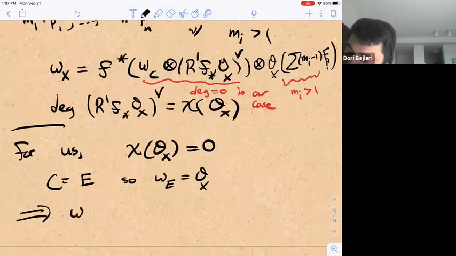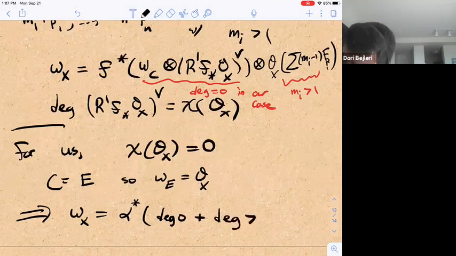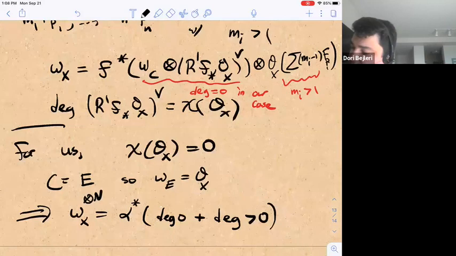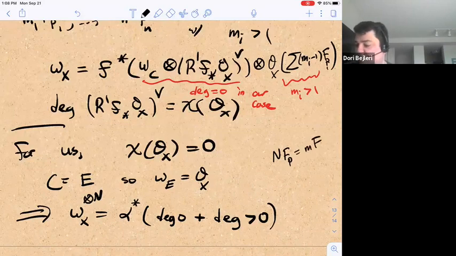Which would imply that in our case, omega X is the pullback under this Albanese map of some degree 0 line bundle plus some degree strictly greater than 0 line bundle. Maybe if I take a large enough power, I multiply through so that the NFP is some multiple of the general fibers. Take some large enough power.